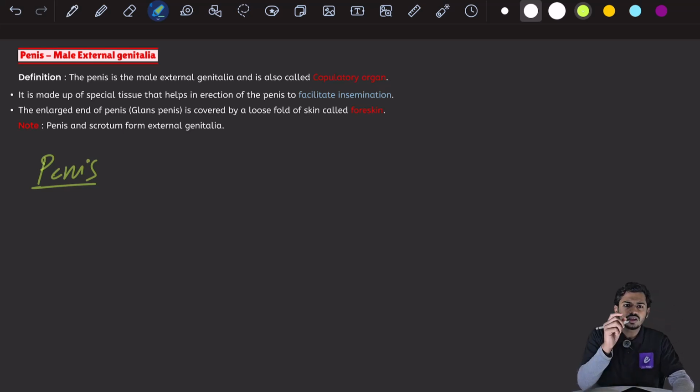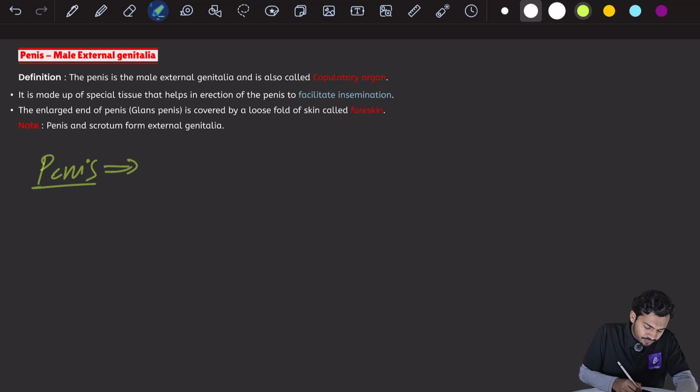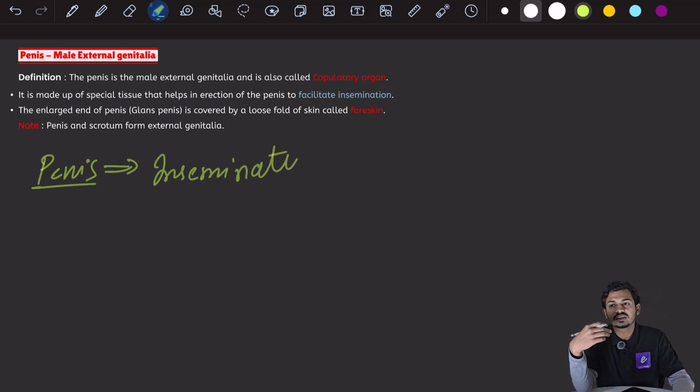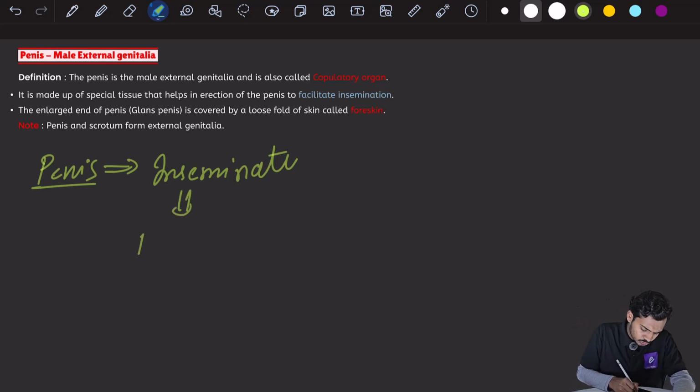Understood? अब ये जो penis है दोस्तों, if a person wants to inseminate, अगर एक person को inseminate करना है, what is inseminate? To release the semen in the female reproductive tract और vagina. तो अगर एक इंसान को वेजाइना के अंदर सीमन को रिलीज करना है, सो हिज पेनिस शुड बी इरेक्ट.